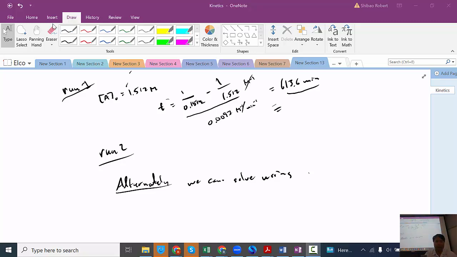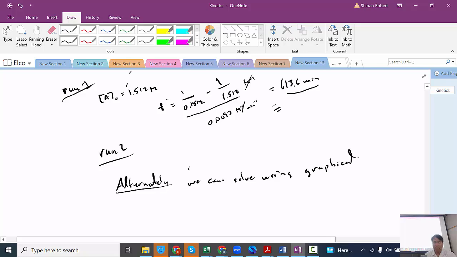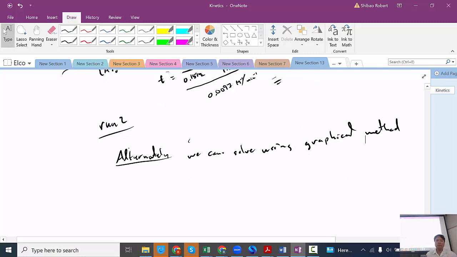Okay, alternately we can solve this using the graphical method. I'm just making graphs. For the graphical method, we're going to get three choices. One is the concentration of A versus time plot is linear. That's going to be 0 order.